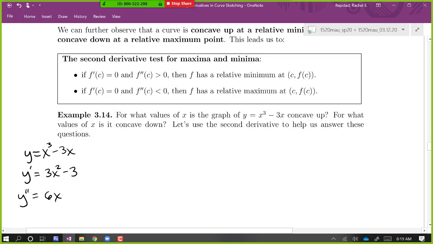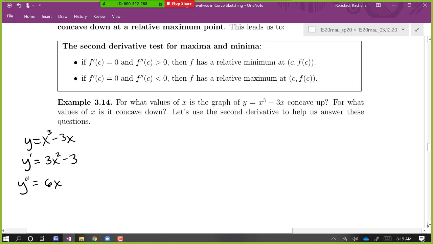That sign chart will be pretty easy. Now the places where the second derivative is 0, we don't call those critical values, but it is a value of interest, right? It's what we want to use on our horizontal axis. But we only have one value where it's 0. And it's negative if I plug in something negative, and it's positive if I plug in something positive.